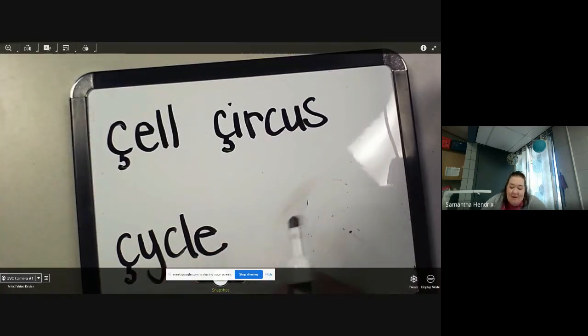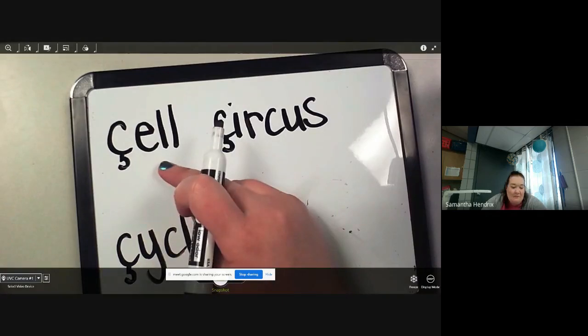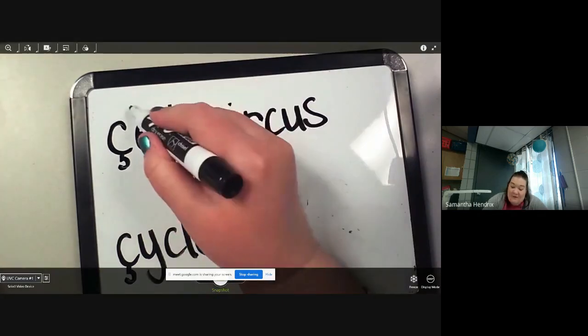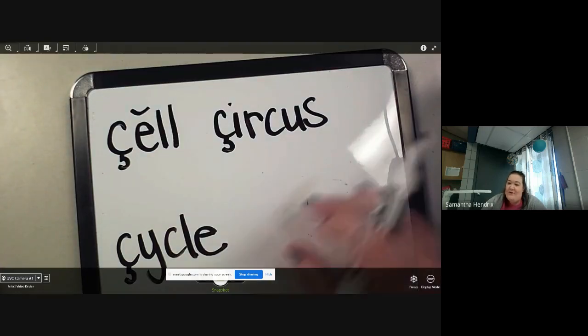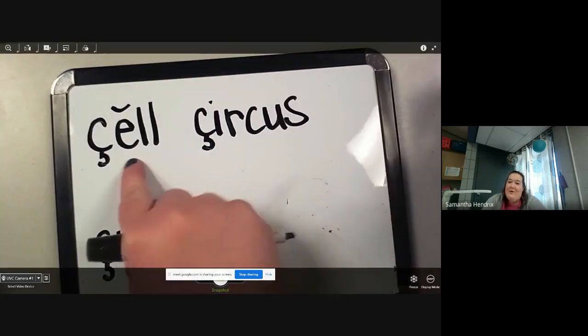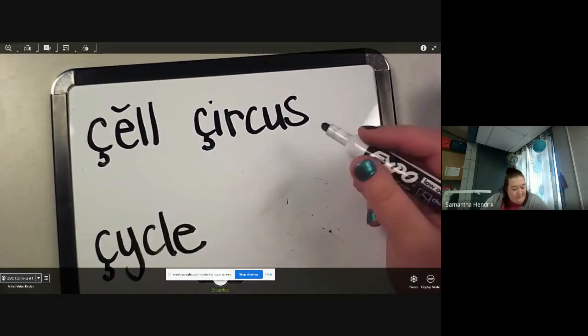Okay. Now, what else do I need to code here? That's just going to be a macron because it's an E followed by an L. You guys know my struggle with letter E's. That is a beautiful E. I just have to say that myself.